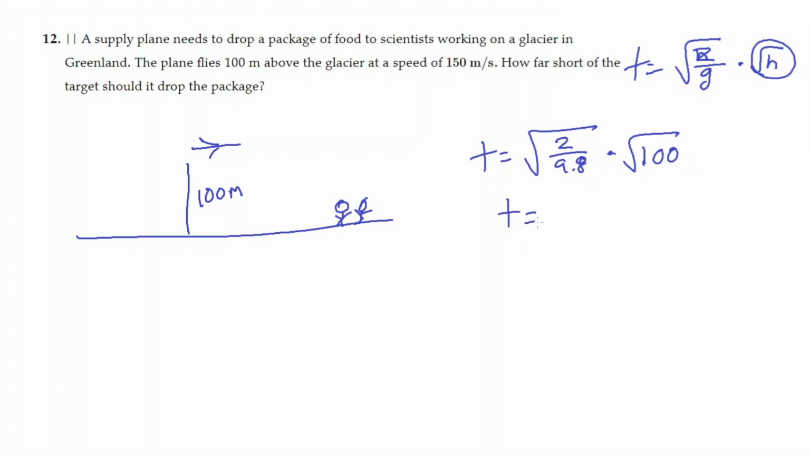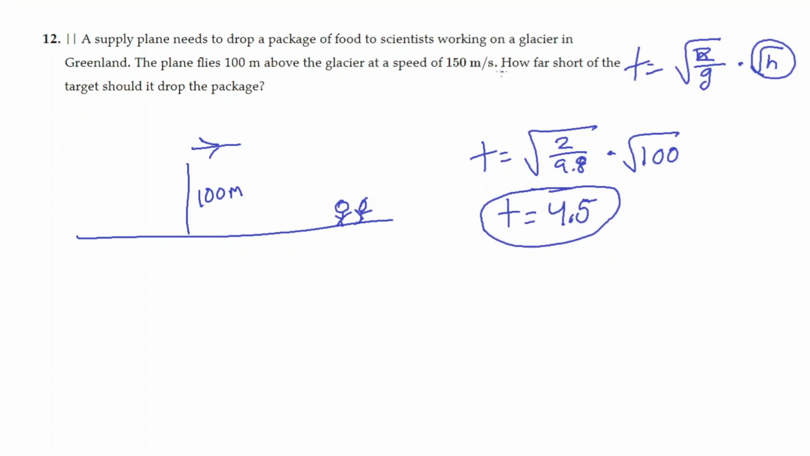And now if we calculate all this out, we're going to get t is equal to 4.5 seconds. So what that gives us is that when the plane drops the package from 100 meters off, the package takes 4.5 seconds to fall to the ground. So given the speed the plane is moving at, in order for the package to drop on the scientists, or near them, not on them, we want the plane to drop it 4.5 seconds beforehand.